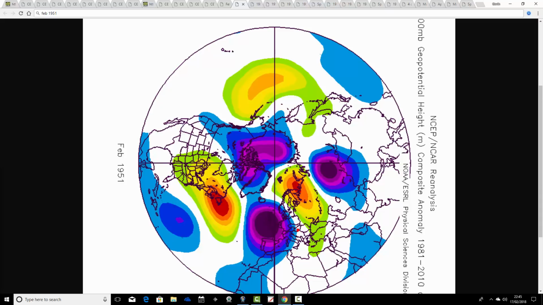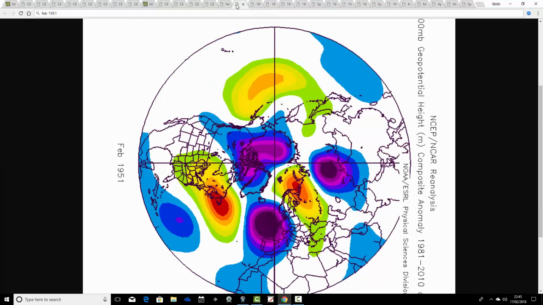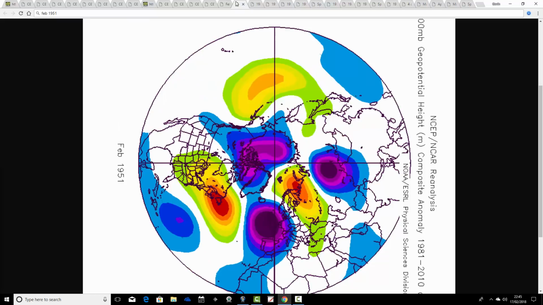But this is how the 500 millibar height anomaly looks for February 1951. Unsettled, below average heights extending through the UK. We have a ridge through the central part of the Atlantic in February 1951, and we have quite a blocking signal to our northeast. Looks like we do something like that with the flow, with the jet stream. Just compare that to February 2018, and it is quite similar, I have to say. It's not identical, and you never get like for like, really, with the weather. But I think overall, that is a pretty decent match for February 2018 and February 1951.